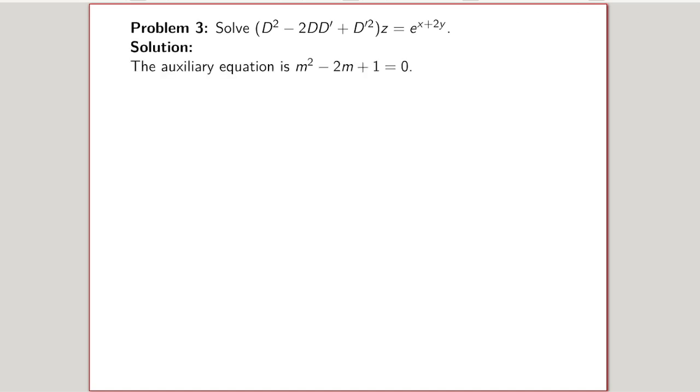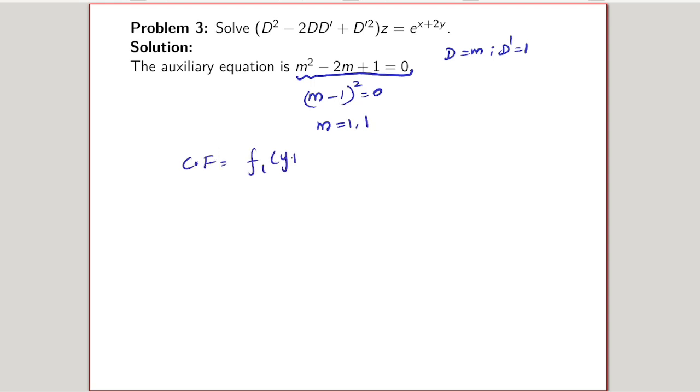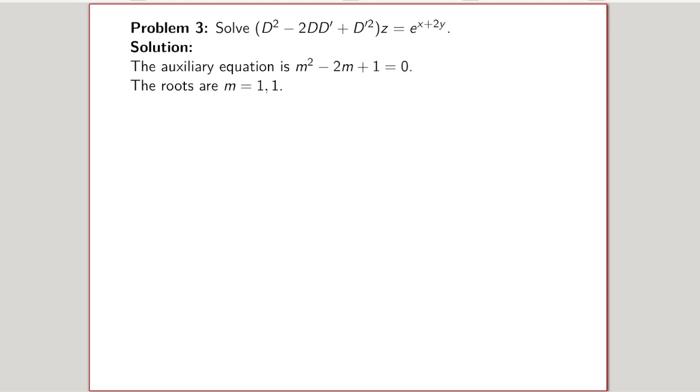So here the auxiliary equation is obtained by replacing d with m and d dash with 1. We get the auxiliary equation m square minus 2m plus 1 equal to 0. This can be written as m minus 1 the whole square equal to 0. So our roots will be m equal to 1 comma 1. Since these roots are repeated, the first term we can write as it is, f1 of y plus 1 into x, which is y plus x, and for the second term, which is a repeated root, we have to multiply with x. So x into f2 of y plus x. This is our complementary function.